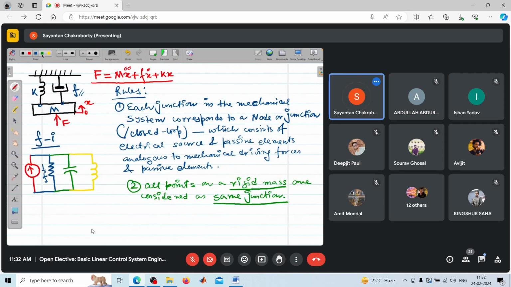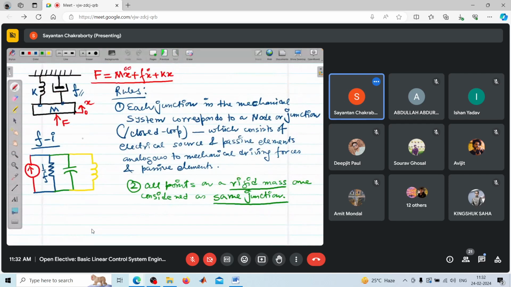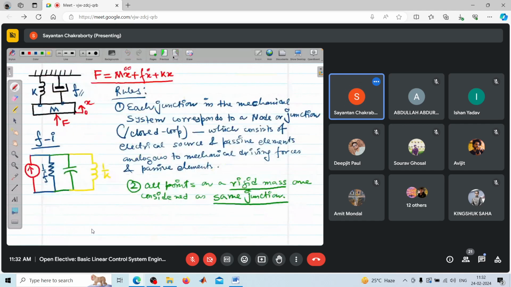The inductor gives 1 by L equal to k, so L equal to 1 by k, and the capacitor is the same as the mass, and this current will represent F, right?